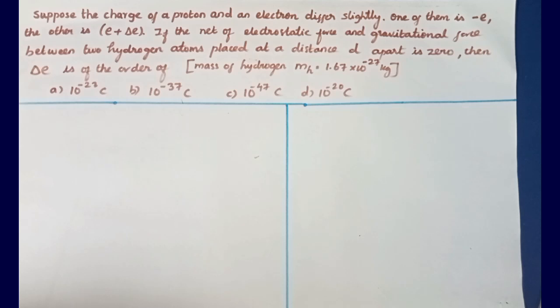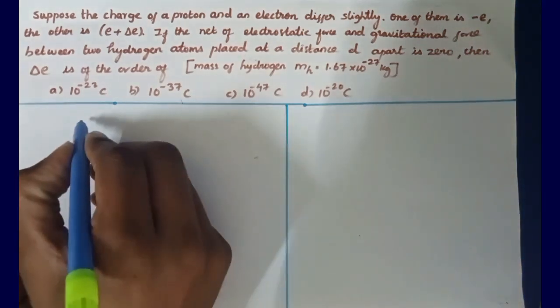Usually the charge of electron and charge of proton are equal to each other, but in this question we take the charge of electron as minus e and the charge of proton as e plus del e. If the net of the gravitational force and the electrostatic force between two hydrogen atoms placed d meters apart is 0, we have to find the approximate order of del e.